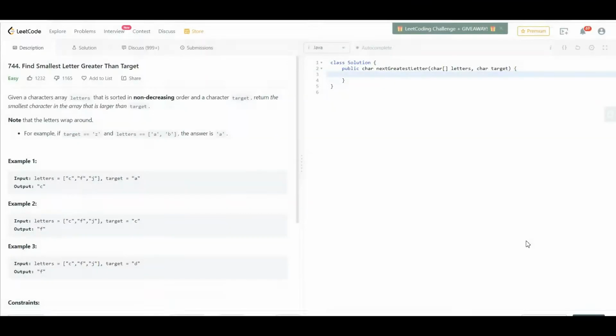Welcome back to our series of solution and explanation to competitive coding. Today we are going to solve LeetCode question number 744, that is find smallest letter greater than target.